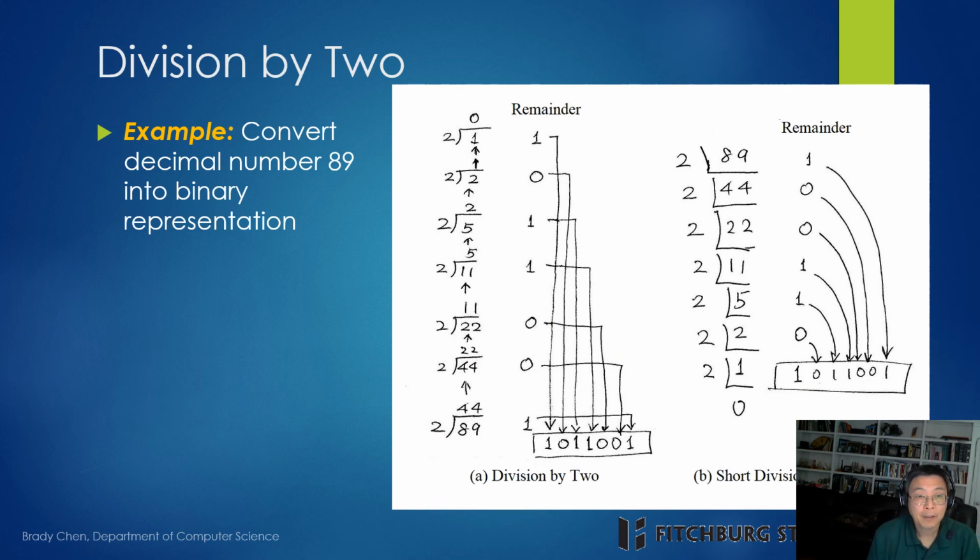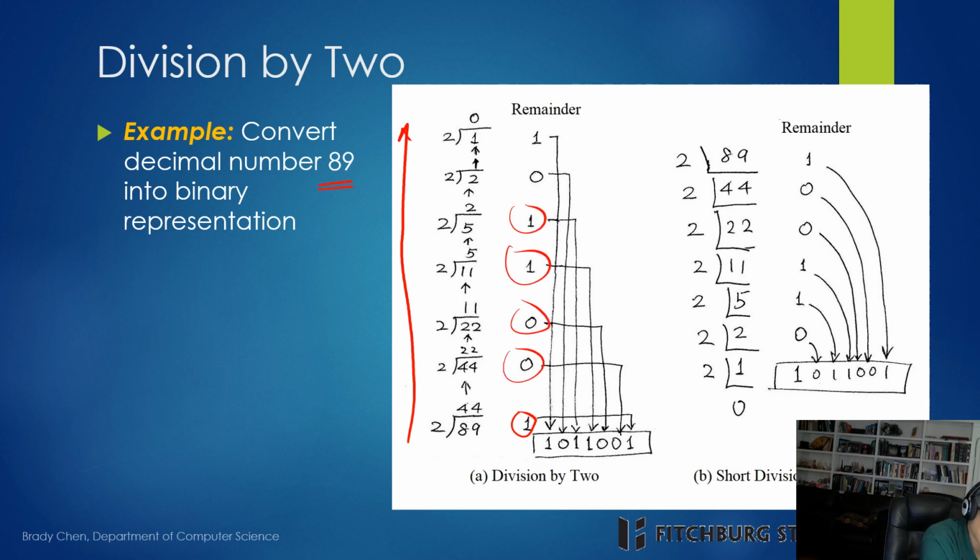So here's a summary of the previous example. Okay, so we have a number 89, decimal number 89, right? And then we do the division. 89 divided by 2, you got a quotient 44, and then we got remainder 1. And then we continue to do this division, and we record the remainder. Okay, so that's the number.